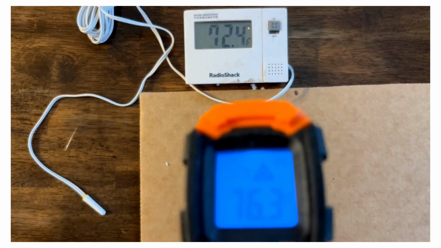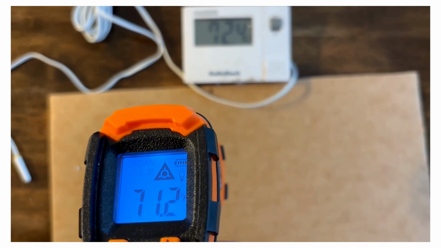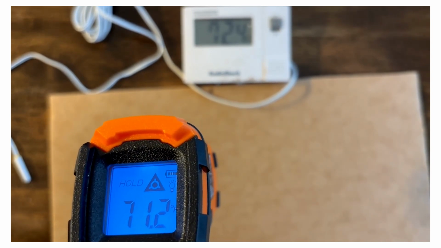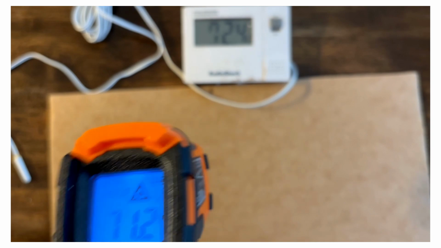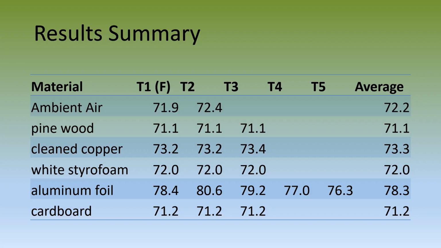And finally, I did a piece of cardboard, just a generic piece of shipping material, and it's got a fairly high emissivity and low reflectivity, so it gives pretty good readings. Here's my results. First of all, this is the ambient air. It kind of warmed up a little bit during the readings. Probably had to do with the heater coming on, but that was the average.